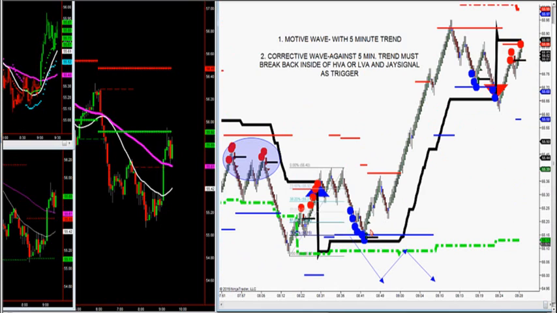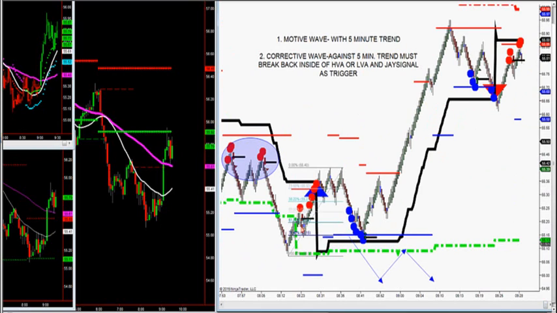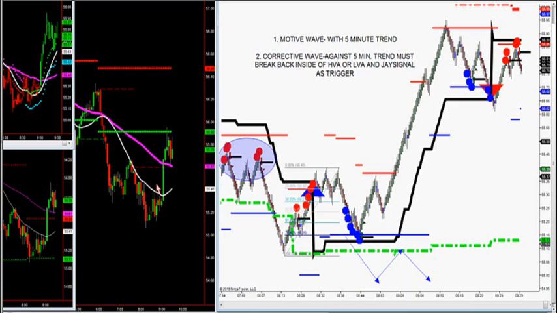Well, this is a corrective wave. But you must get back inside of LVA if you're going to take a counter move against a 5-minute trend. The 5-minute trend is composed of these two moving averages, or you can overlay it. We have a filter built into J signal. Okay? That's called a corrective wave.